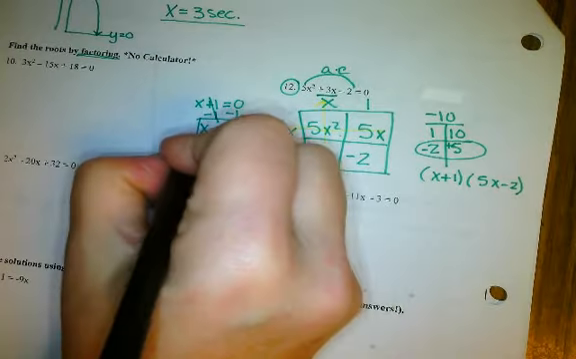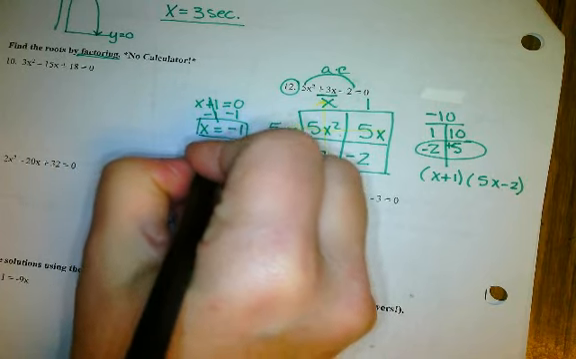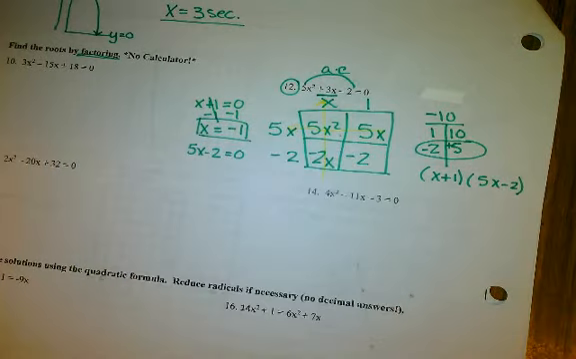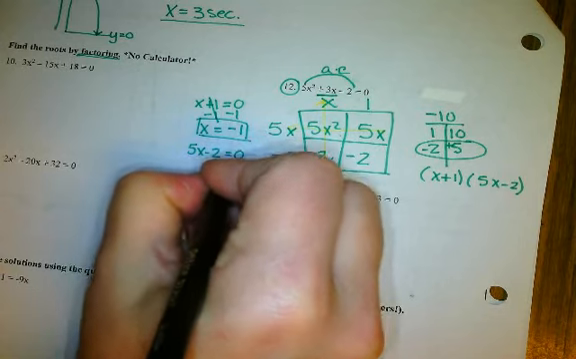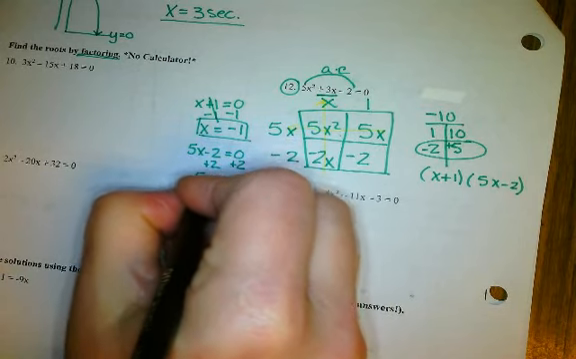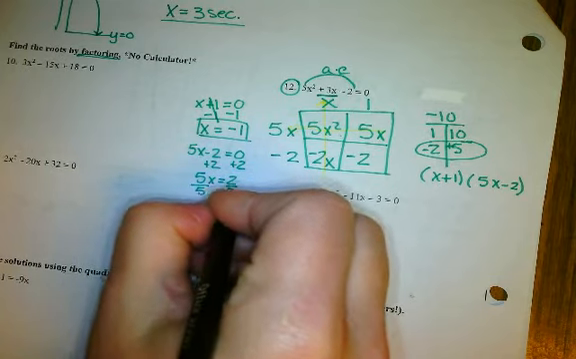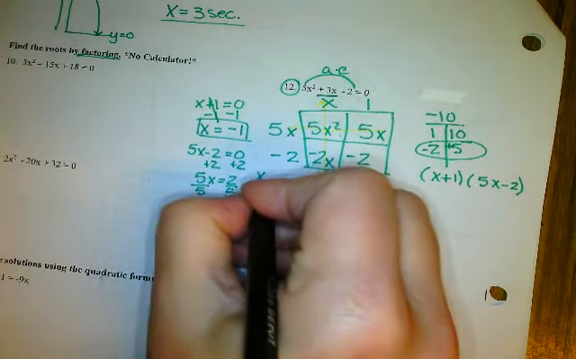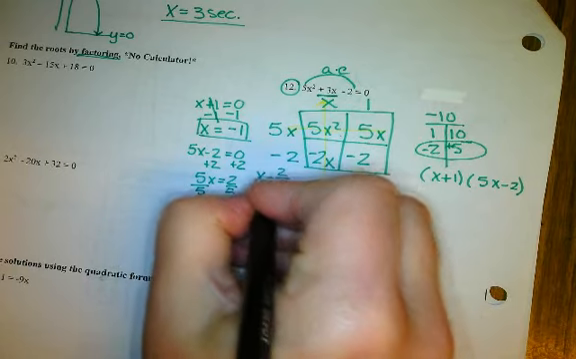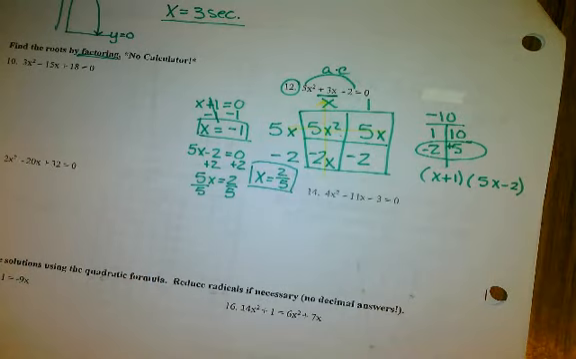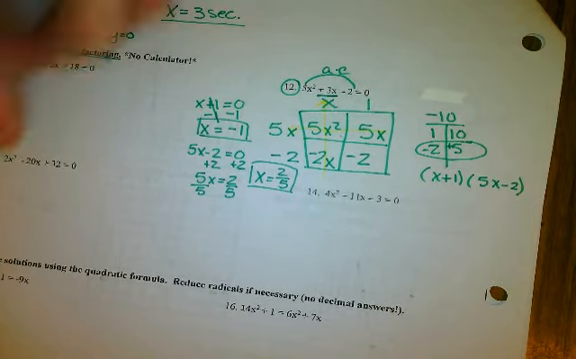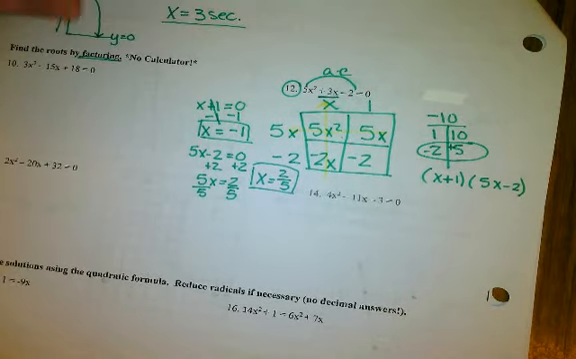Okay, now I'm going to do it again, but with the 5x minus 2. So I've got 5x minus 2 equals 0. And then I'm going to add 2, 5x equals 2, divide by 5, divide by 5, x equals 2/5. Okay, so again, you'll be using the box on every single one of these.